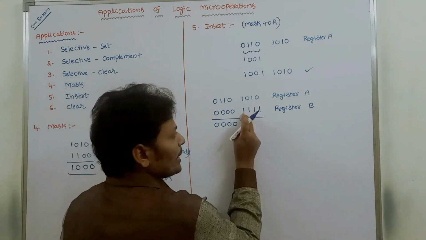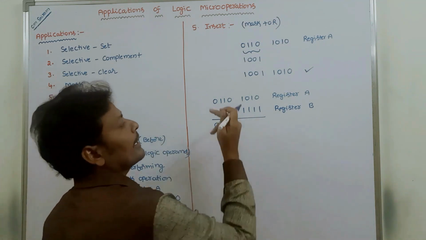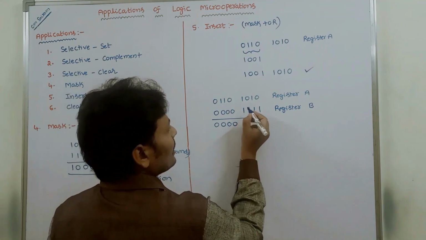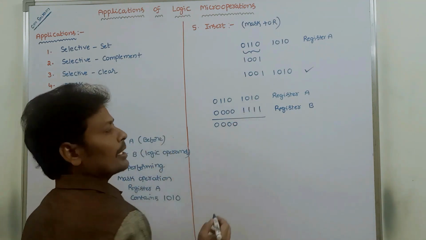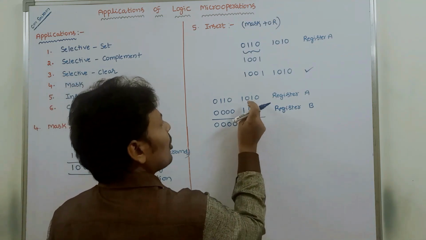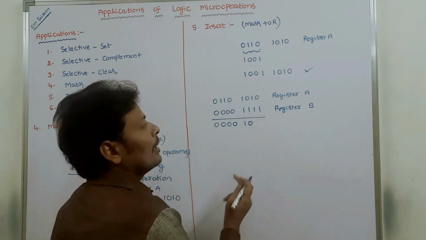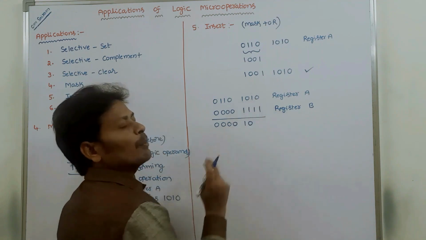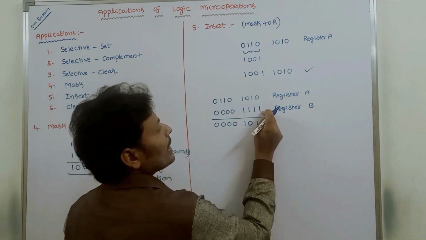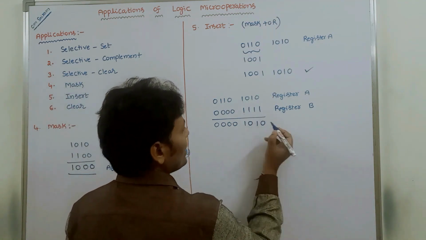If any bit 1 is there in register B, the corresponding bits in register A do not change. So here 1 is there. The corresponding bit in register A is 1. There is no change at all. Here 1 is there. The corresponding bit in register A is 0. There is no change at all. Here 1 is there. The corresponding bit in register A is 1. There is no change at all. Here 1 is there. The corresponding bit in register A is 0. There is no change at all.